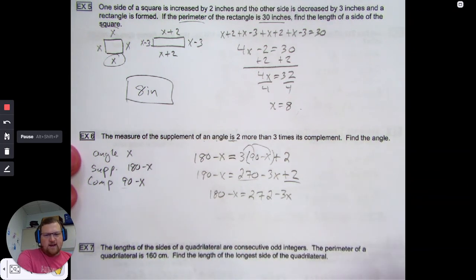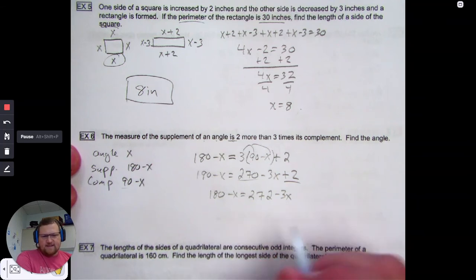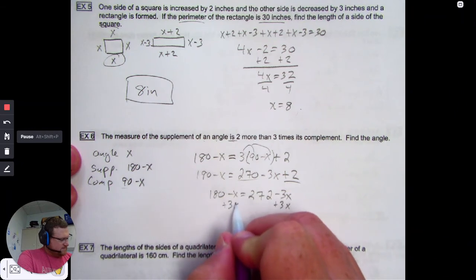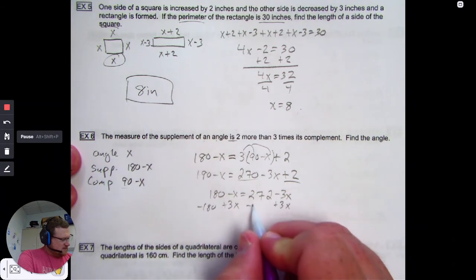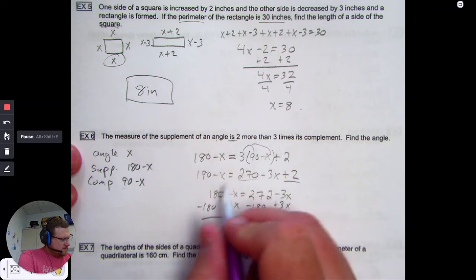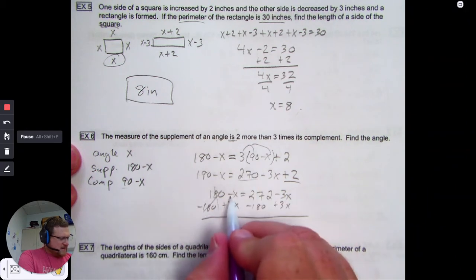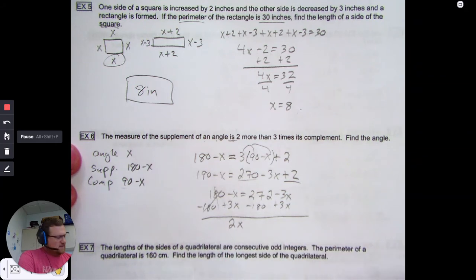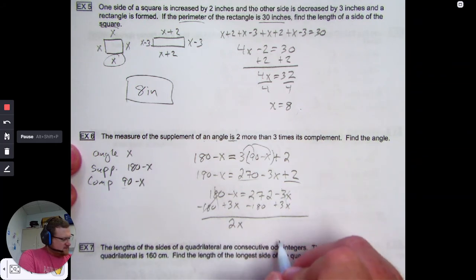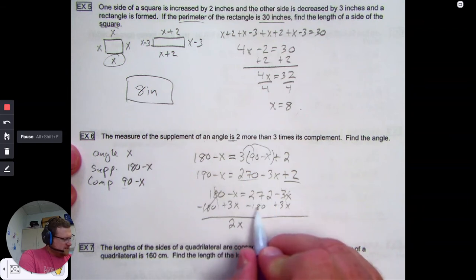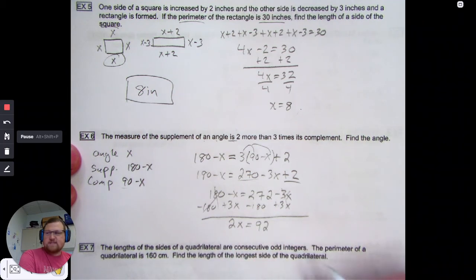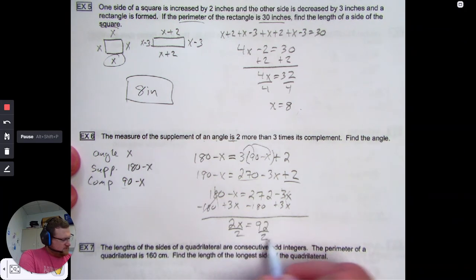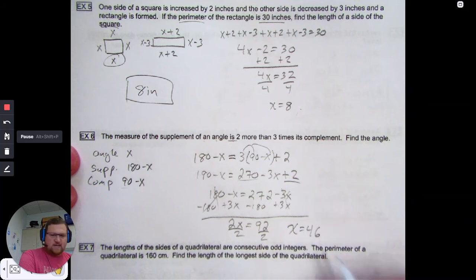Now we want to get our x's on the same side and all the constants on the same side. So if I add 3x to both sides and subtract 180, the 180's cancel each other out on that side. I have a negative 1 and a positive 3, which leaves me with a positive 2x. On the other side, the x's cancel each other out, and you get 272 minus 180, which equals 92. Then we divide both sides by 2, so we get x equals 46.